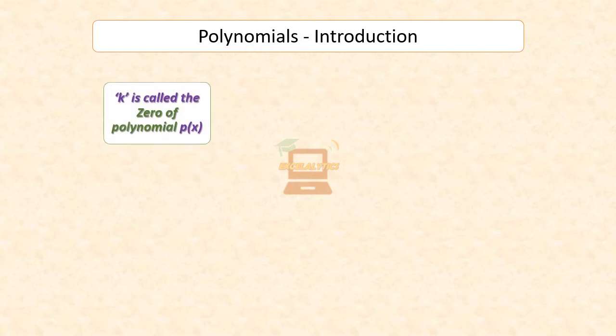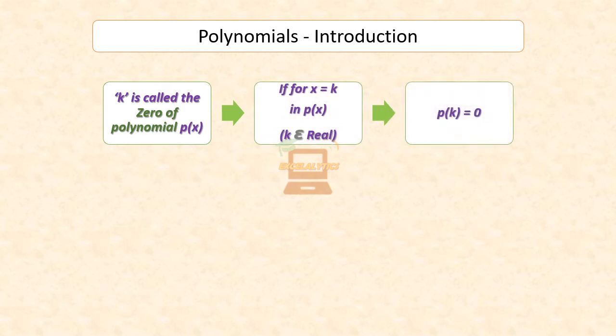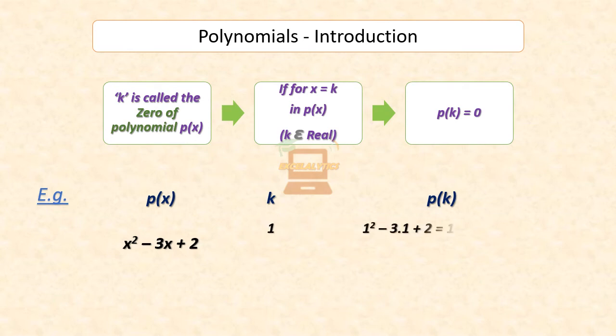A real number k is said to be a zero of a polynomial p of x, if p of k, that is value of the polynomial at x equal to k, is 0. Consider for instance p of x is equal to x squared minus 3x plus 2. For k equals 1, p of 1 is equal to 1 squared minus 3 times 1 plus 2 equals 1 minus 3 plus 2, that is p of 1 equals 0. Similarly, for k equals 2, p of 2 is equal to 2 squared minus 3 times 2 plus 2 equals 4 minus 6 plus 2, that is p of 2 equals 0.